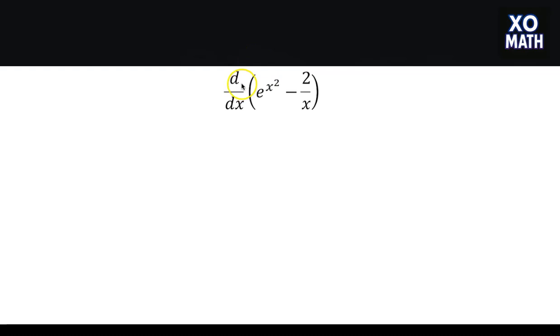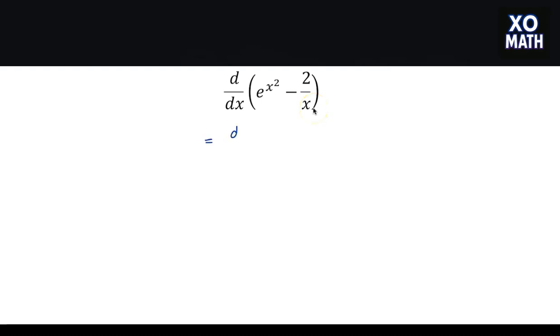And now let's find the derivative with respect to x of e to the x squared minus 2 over x. So we have two terms. We would take the derivative of each term separately. The first term, e to the x squared, is a composition. So we have x squared inside of e to the x. So this is going to need the chain rule. And then 2 over x. While it is a quotient, we wouldn't use the quotient rule.